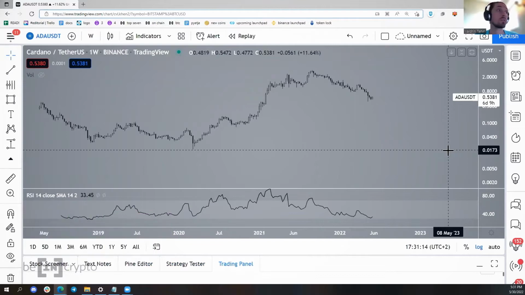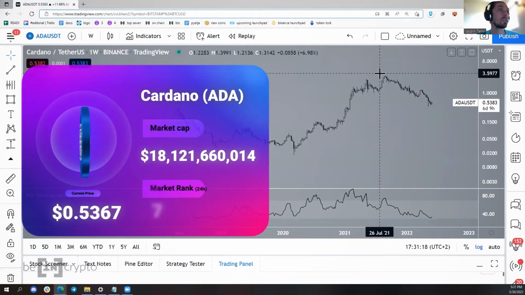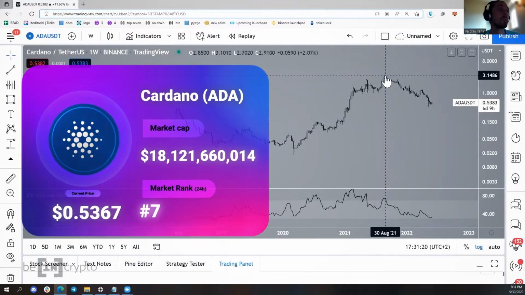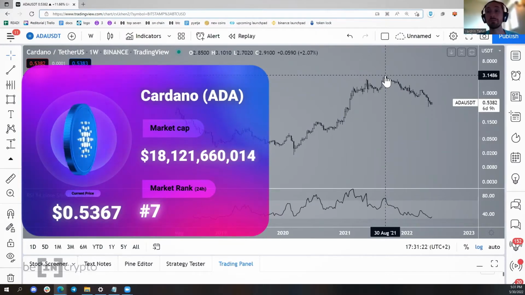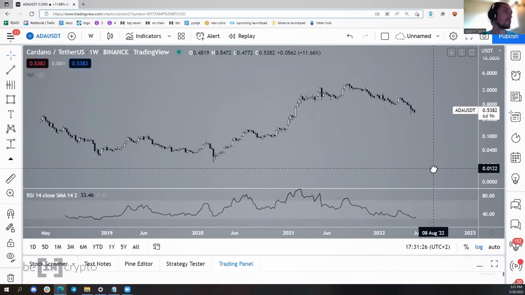So the coin which we're going to look at today will be Cardano or ADA. It's a coin that has decreased considerably since the all-time high, which was reached sometime in September 2021, but it's showing some potential signs of a bounce. So let's jump right into it.